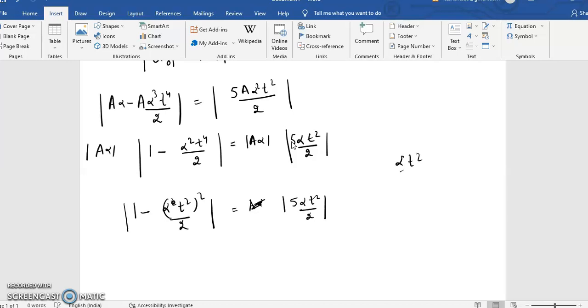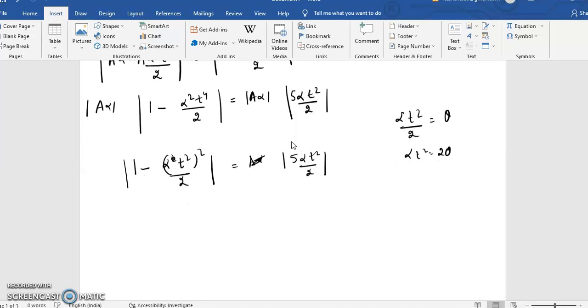Now we know that alpha t^2/2 is equal to theta. So alpha t^2 equals 2 theta. So here it will become 1 minus alpha t^2, which is 2 theta squared, which will be 4 theta squared, divided by 2, and the right side is mod of theta. So for this expression, it will become the mod of 1 minus 2 theta squared equals mod of theta.